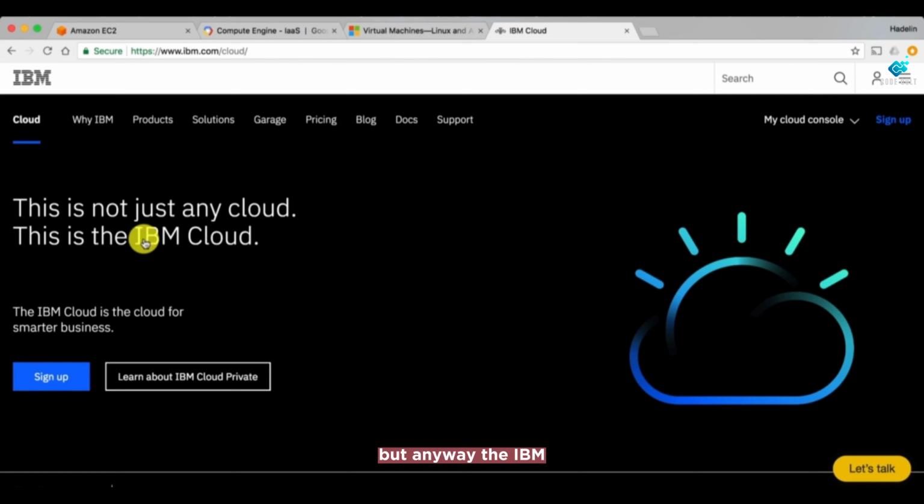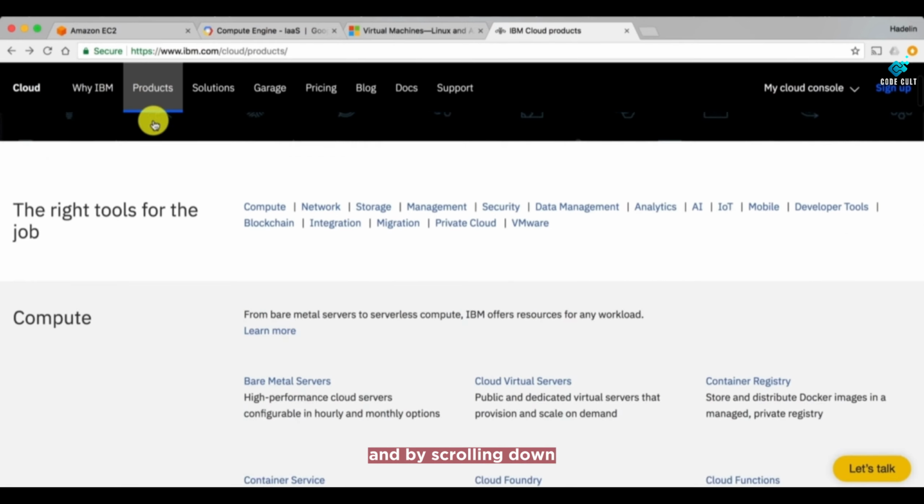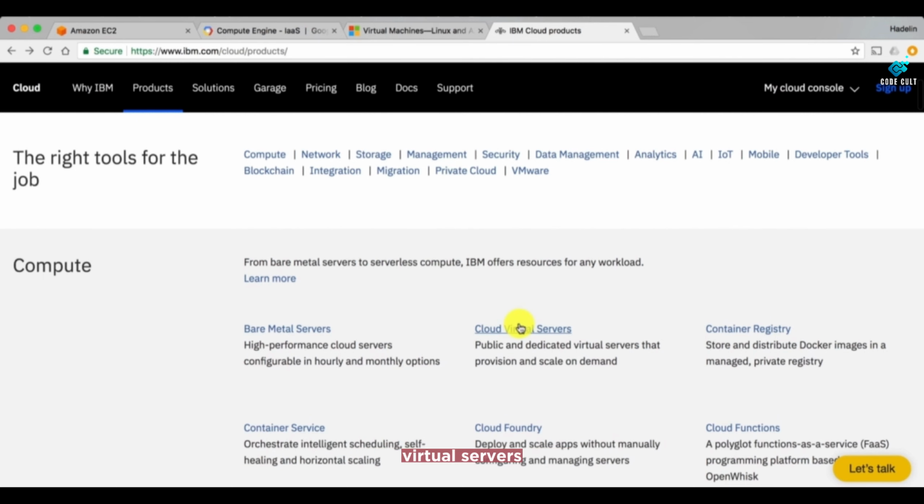But anyway, the IBM Cloud Platform is another great one. And again, if you want to check it out in more details, you just need to click Products here. And by scrolling down, you should find the Cloud Virtual Servers.